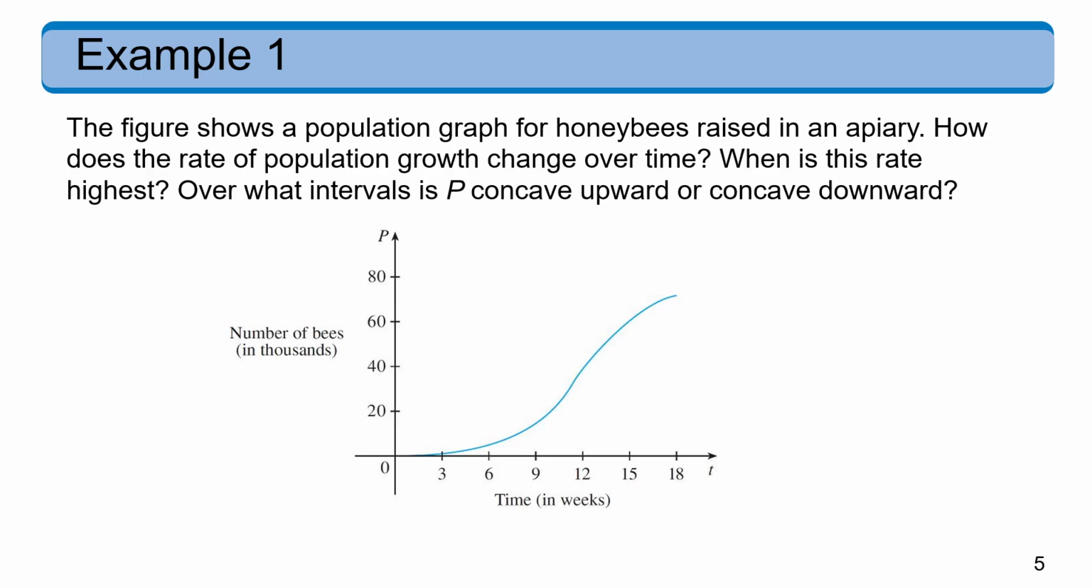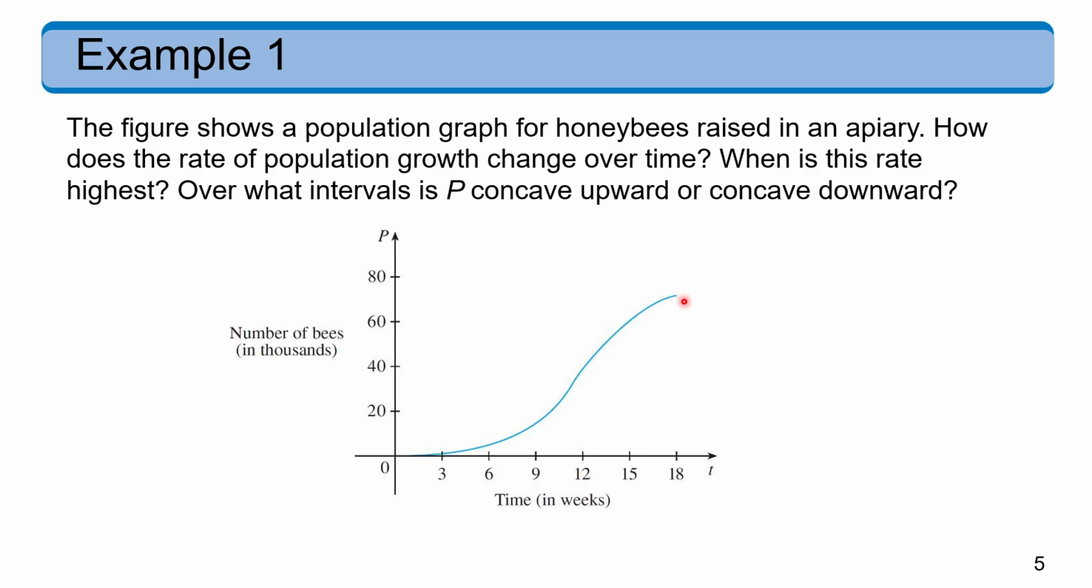Let's look at this example. So we're given a figure that shows a graph of the population for honeybees. So notice here, the vertical axis is the population size, number of bees in thousands, and then on the horizontal axis, time measured in weeks. So the population starts very small, and notice it's increasing all the time. So the population is always increasing.